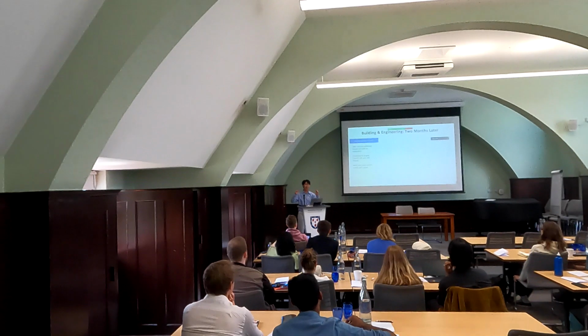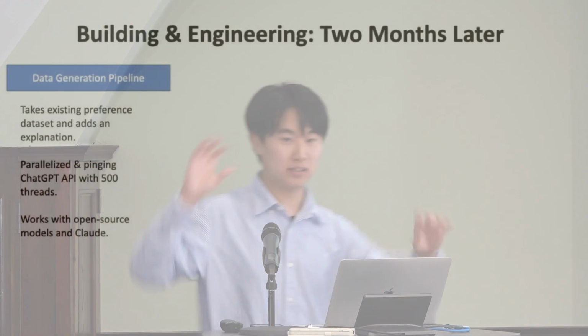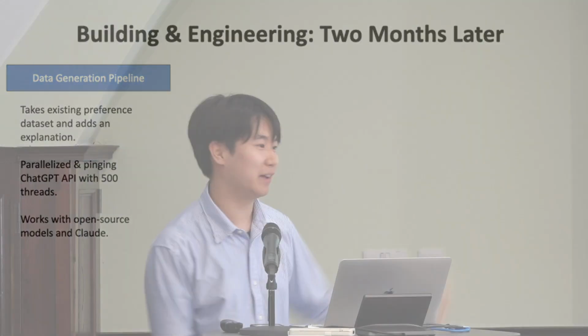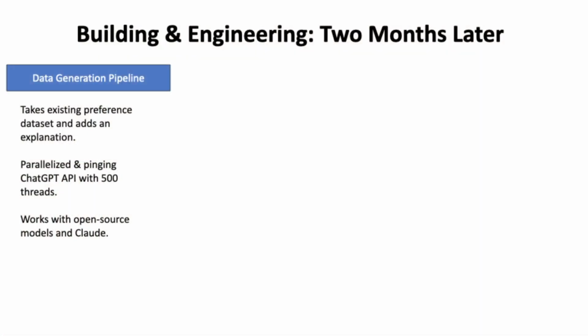And I think I've done a lot of the engineering work to lay down a lot of the foundation. So the first thing that I built is a data generation pipeline. What this does is it takes an existing preference data set, because it turns out we have a lot of those. For instance, helpfulness, harmlessness from Anthropic. They have a whole 160K rows or something. There's also OpenAI summarization. They have their own data set. And it just adds an explanation.